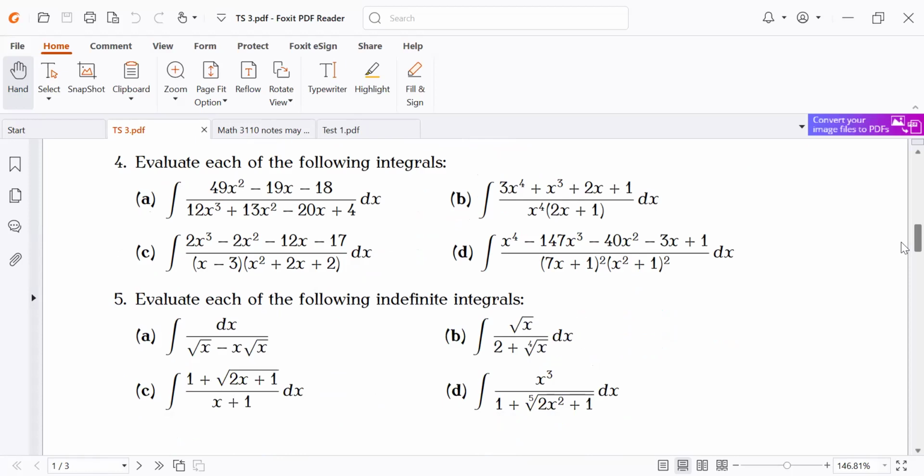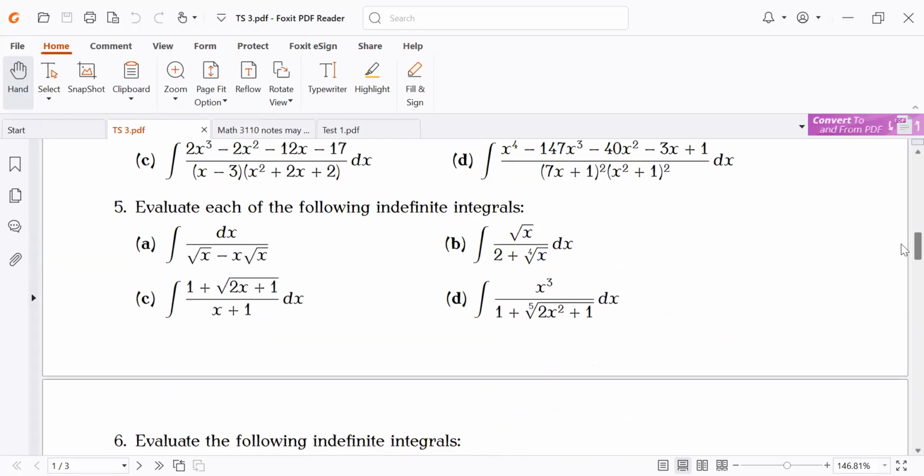I'll just comment that when the powers are equal, like in the case of C, you start by doing long division. So we do question 5. Let's see how many we'll do from question 5.